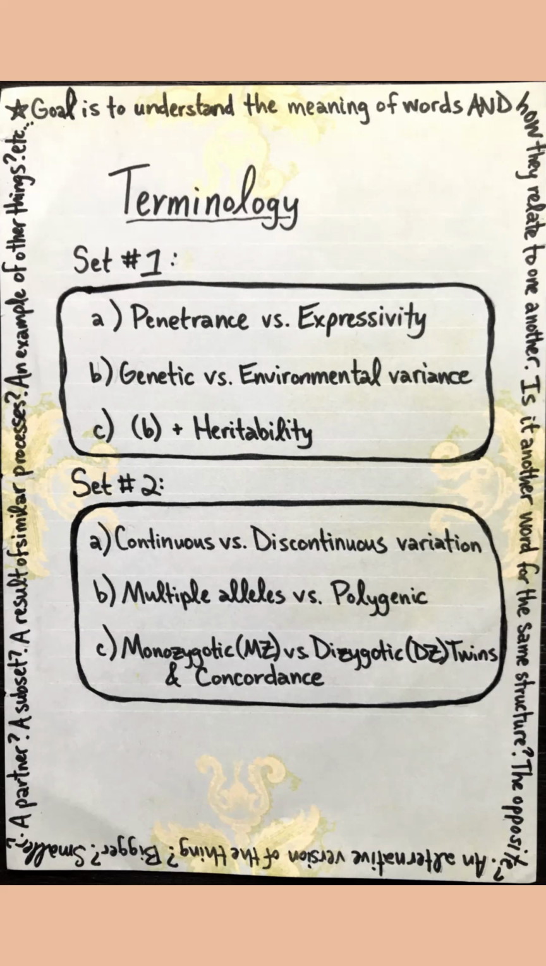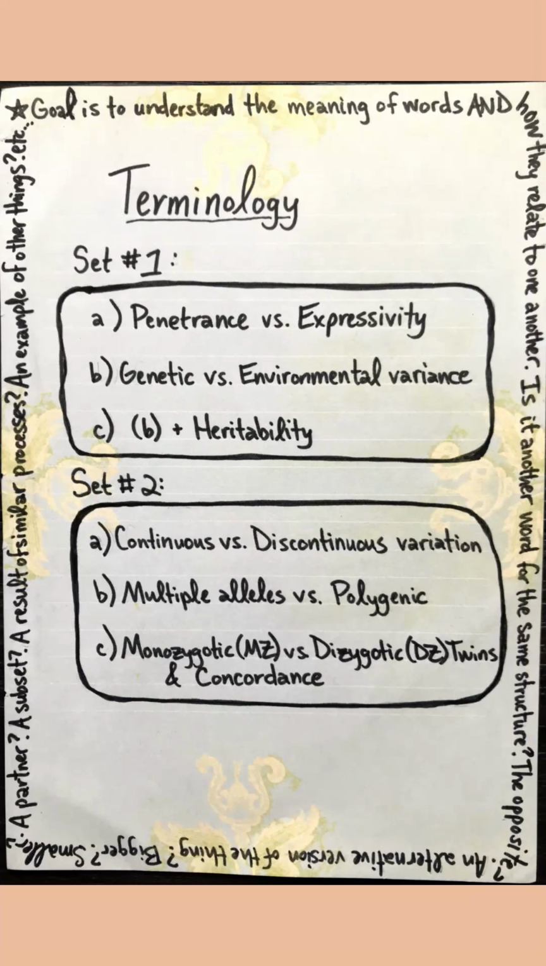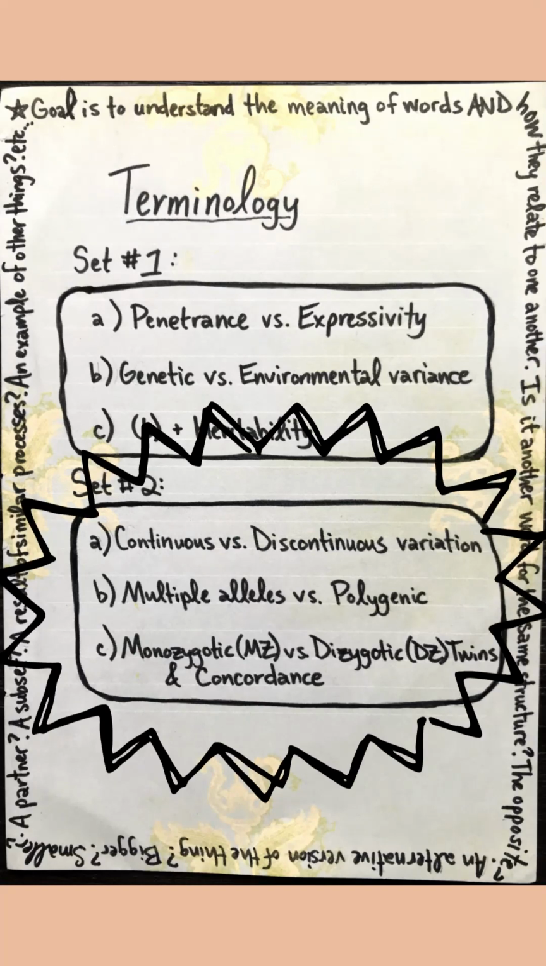The first set of terminology includes the words penetrance and expressivity, genetic and environmental variants. We're also going to be looking at how genetic and environmental variants combined help us look at the concept of heritability. Our second set of terminology includes continuous versus discontinuous variation, the concept of having multiple alleles for a gene, and a trait being polygenic, which can sometimes get confused a little bit. And then we're going to be looking at monozygotic versus dizygotic twins and the concept of concordance.